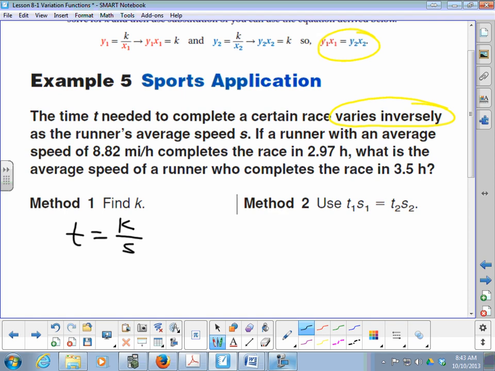Or if I want to set it up, I can set it up like this, that T sub 1, S sub 1 is equal to T sub 2, S sub 2. All depends on which method you want to do. If a runner with an average speed of 8.82 miles per hour completes the race in 2.97 hours, what's the average speed of a runner who completes the race in 3.5 hours?